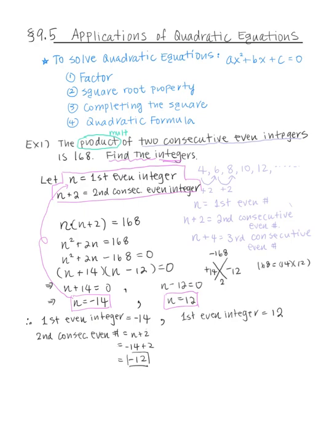Alright, now let's go to the other side. If the first even integer is 12, then the second consecutive even integer will be what? You just add 2 to it, so it will be 14. So we're going to do the same thing. The formula for the second consecutive even integer is n plus 2, but our n was 12, so if I add 2 to it, we're going to get 14.